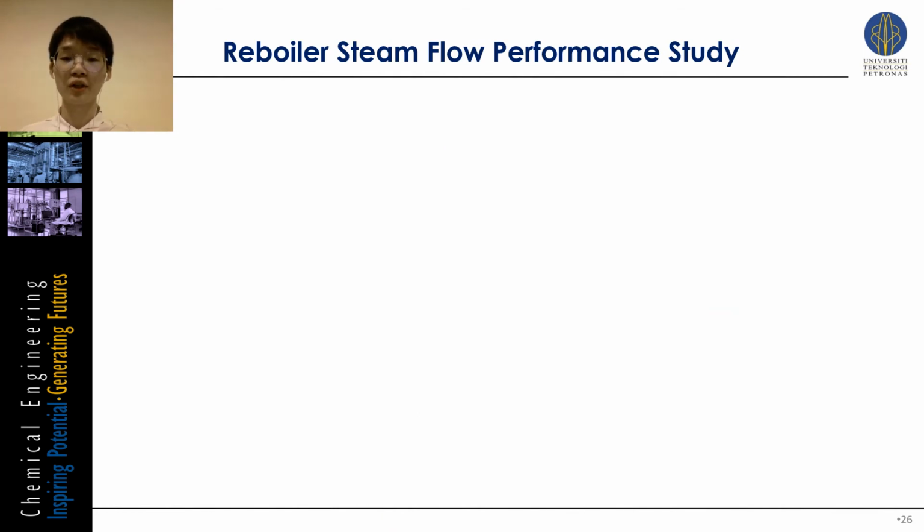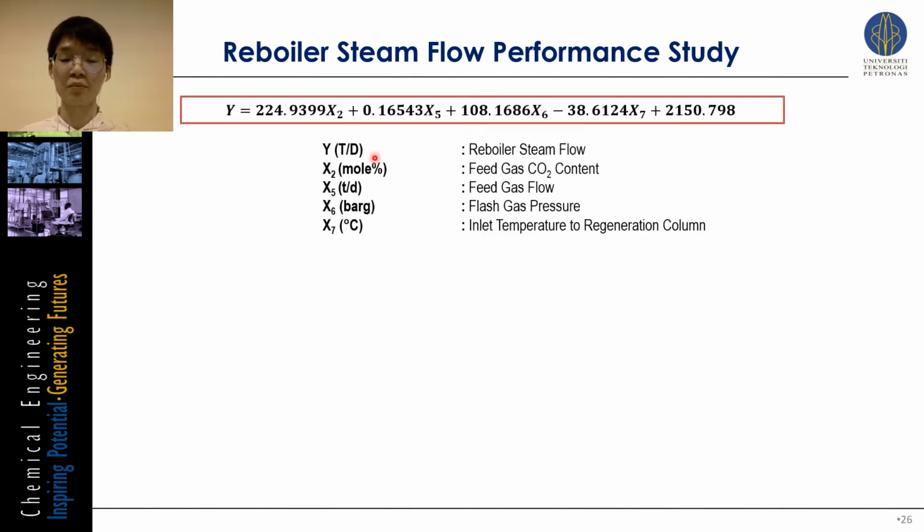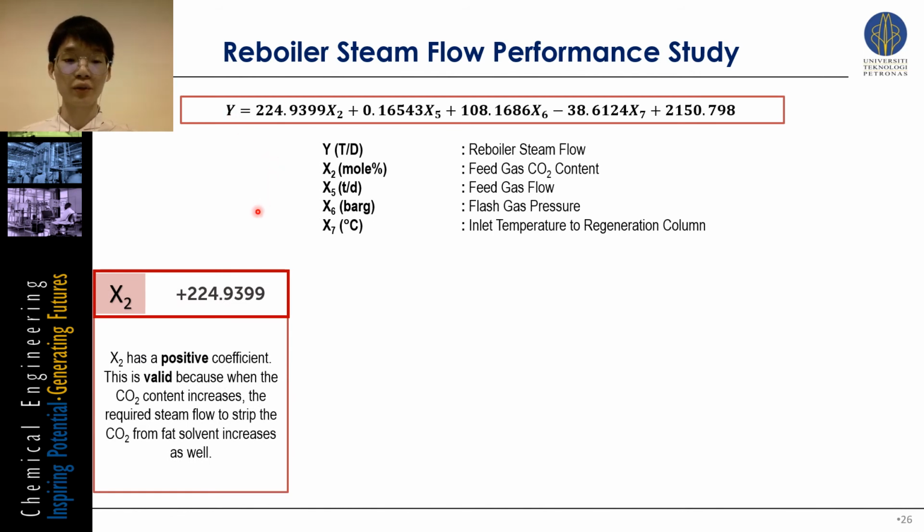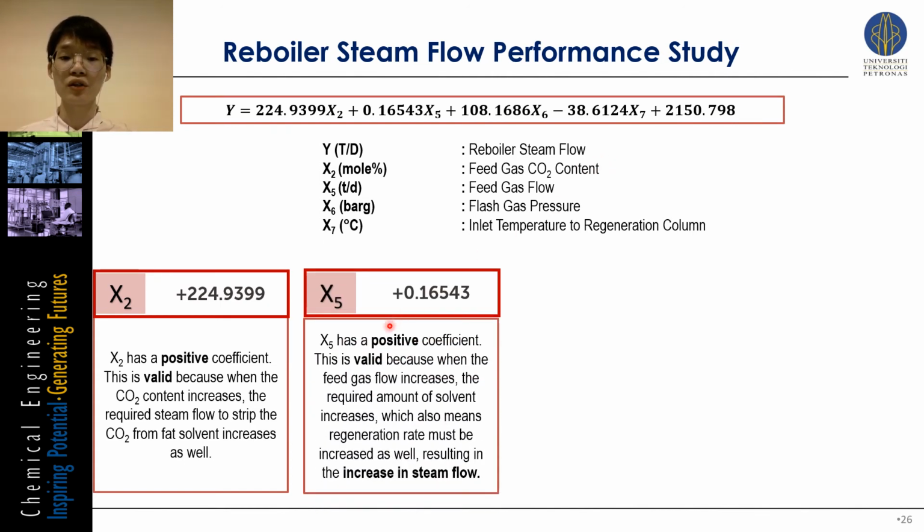Right now, why don't we do a little bit of process analysis based on this equation? Firstly, we can see that our x2 has a positive coefficient. Is it valid? Yes, it is, because when your feed gas CO2 content increases, you require more solvent. More solvent means you require higher steam flow for the regeneration process. So let us see the second variable, which is x5. In terms of the feed gas flow, when your feed gas flow increases, your reboiler steam flow increases as well. It is valid because more feed gas flow means more steam flow.